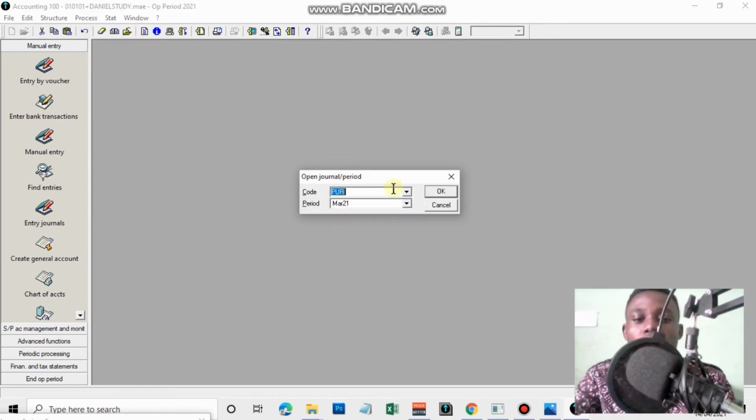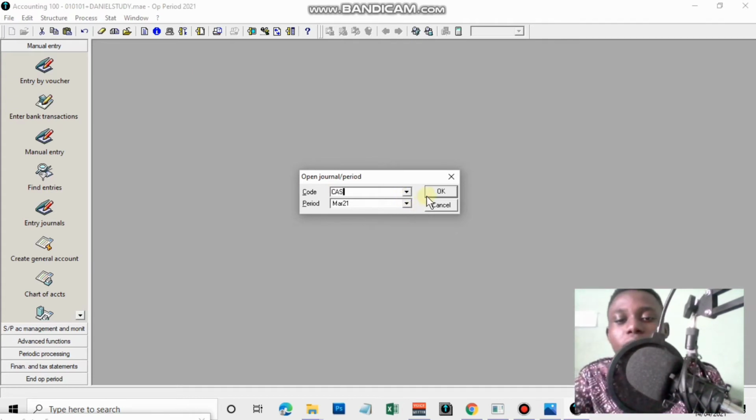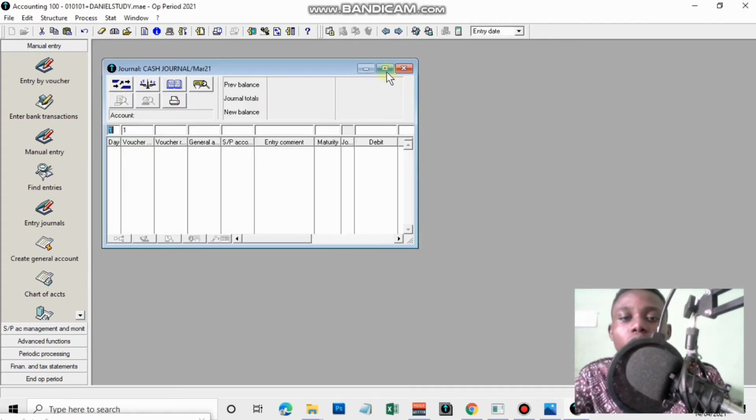So the next journal that was there was cash. So we just remove it. Cash starts with CAS. So that's it. Very, very easy. The cash journal. I'm going to open the cash journal.